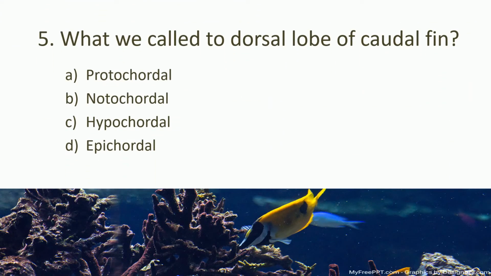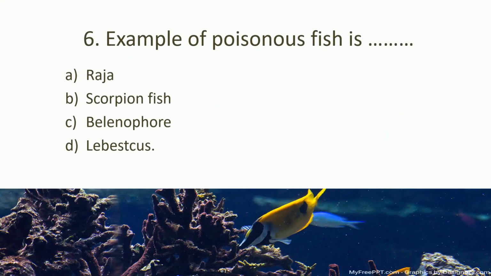Fifth, what do we call the dorsal lobe of the caudal fin? In the caudal fin there are two lobes, the upper lobe, that is the dorsal lobe, and the ventral lobe, that is the lower lobe. The options are A, protocaudal, B, notocaudal, C, hypocaudal, and D, epicaudal. And the right answer is epicaudal. The upper lobe of the caudal fin is called the epicaudal lobe. Sixth, an example of a poisonous fish is dash, A, raja, B, scorpion fish, C, balanophore, D, labeo. And the right answer is B, scorpion fish. Scorpion fish is a poisonous fish.